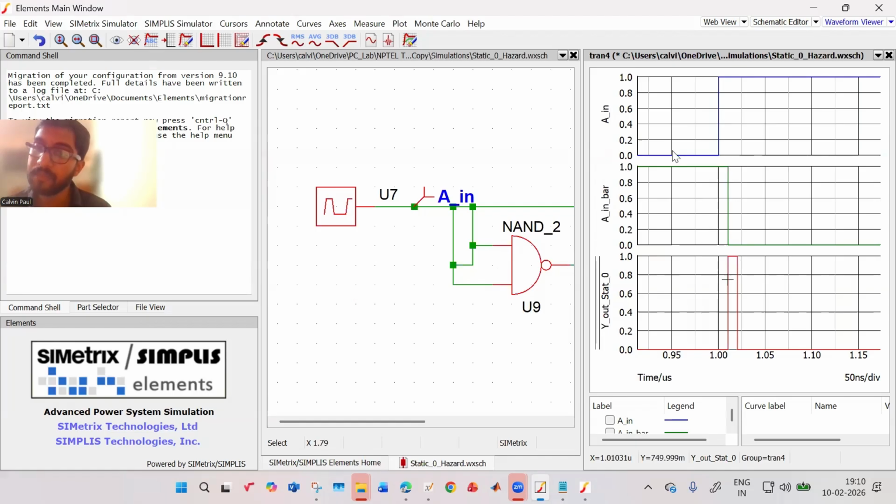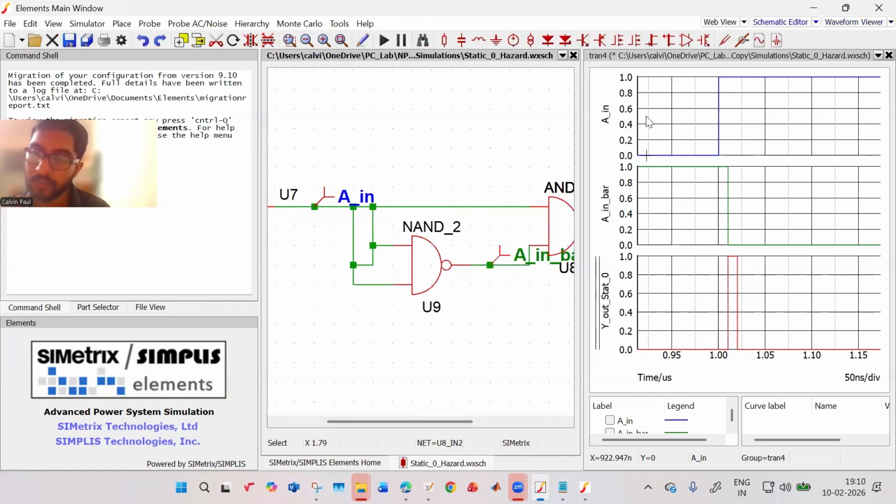And so when is it happening? When your input A is going from 0 to 1, that time it is happening. Why is it happening? Because when A goes from 0 to 1, A bar doesn't go directly from 1 to 0. This still remains at 1. So if your A is 1 and A bar also is 1, the output of the AND gate should also be 1. So that is why you have this momentary glitch. Okay, so this is because of the delays in your circuit.